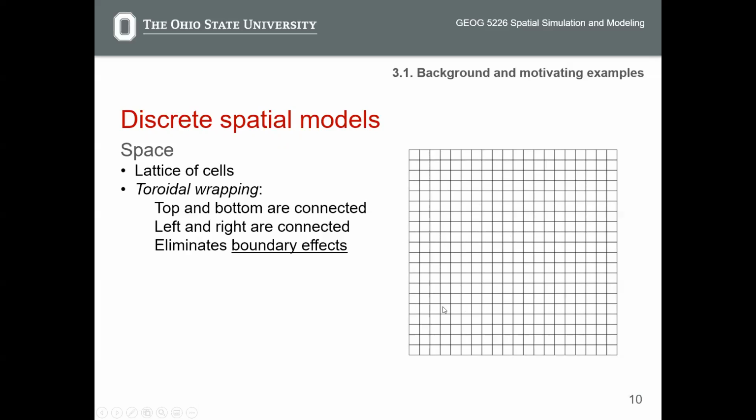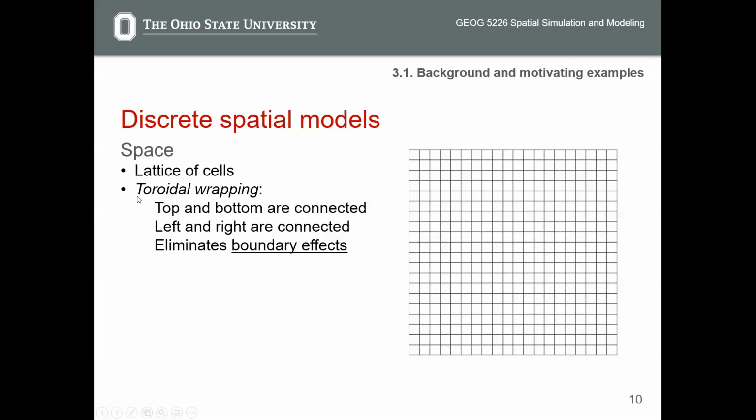So this space is a lattice of cells, and we use a special method called toroidal wrapping to make this chessboard an infinite space. Top and bottom are connected, left and right are connected.